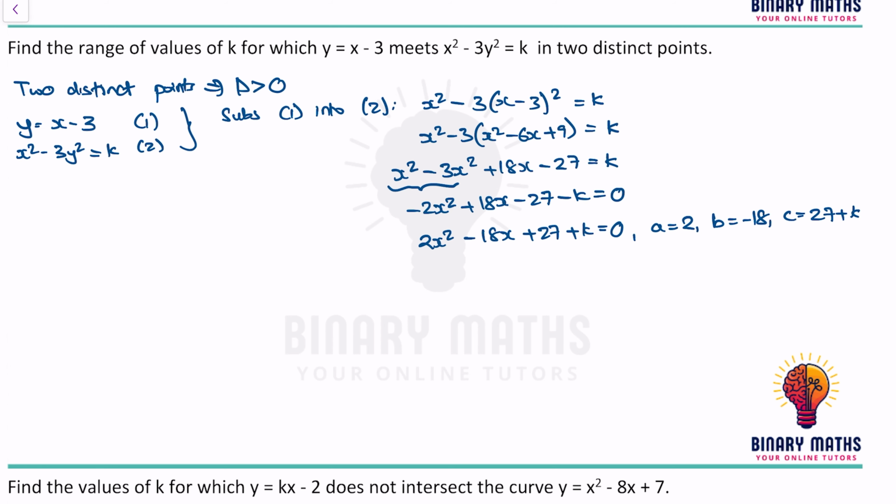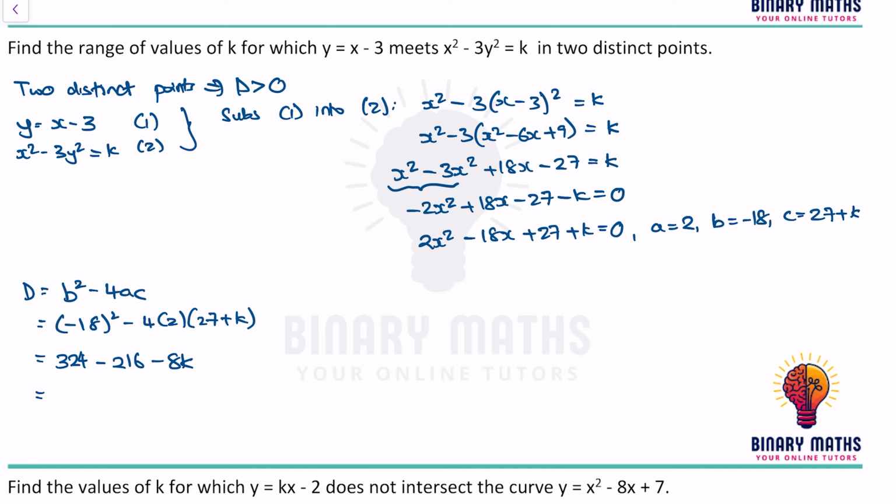Okay, remember I need to work out the discriminant. So discriminant is equal to b squared minus 4ac, which is equal to negative 18 squared minus 4 times 2 times 27 plus k. Negative 18 squared is 324. Minus 4 times 2 times 27 gives me minus 216. Minus 4 times 2 times k gives me minus 8k.